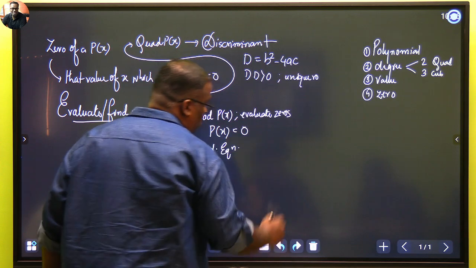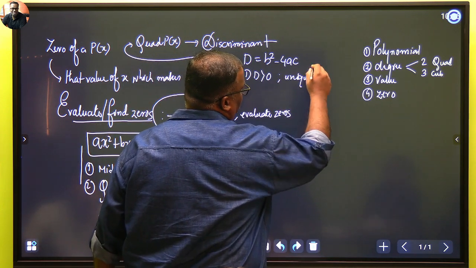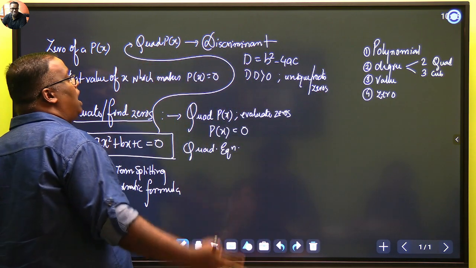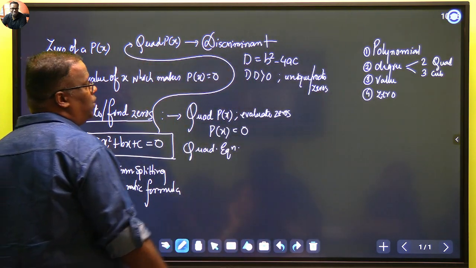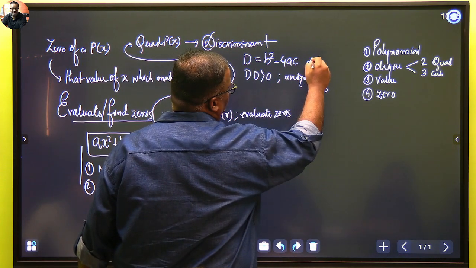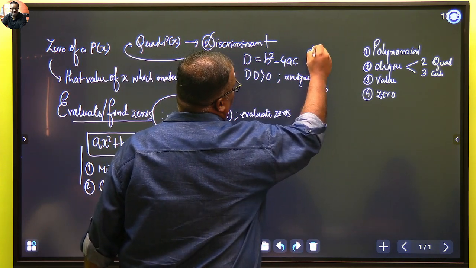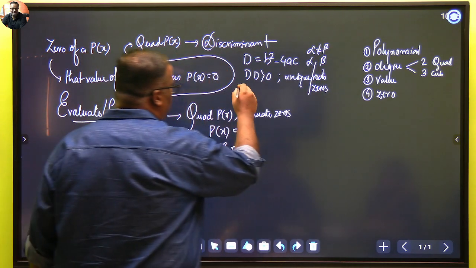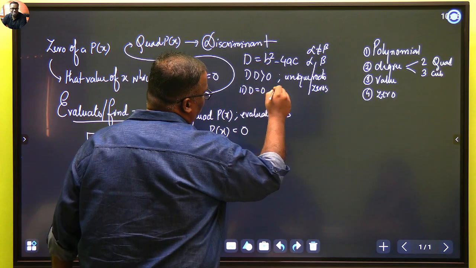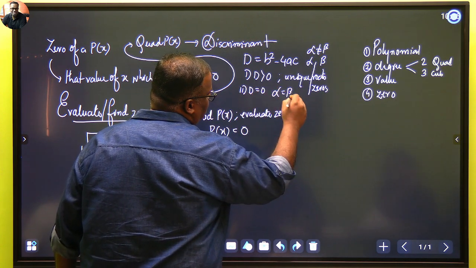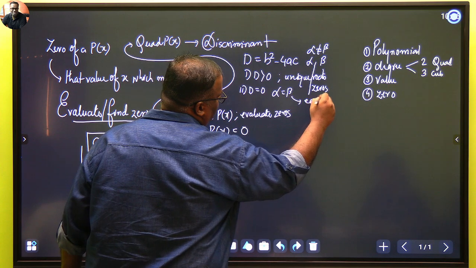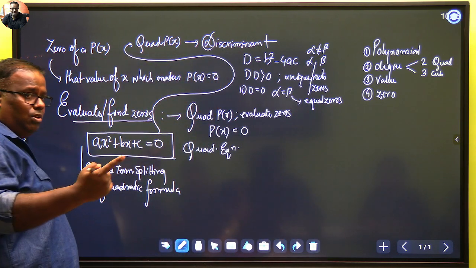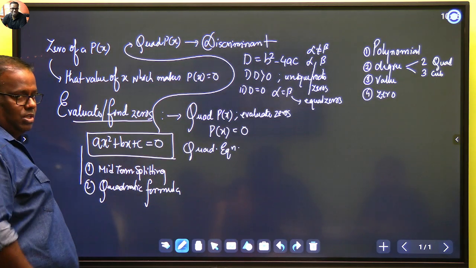Unique roots, in either case, unique roots or unique zeros, means there will be two zeros and both the zeros will be different from each other. Means in this case, I will have an alpha and a beta, and the alpha will not be equal to beta, and they exist. If my D becomes equal to 0, then alpha and beta will have the same value, and we call that this polynomial has got equal zeros. 1 zero, counting twice. Okay.